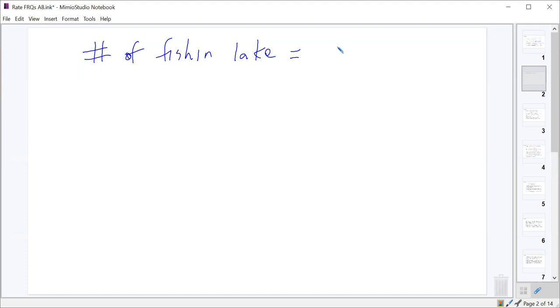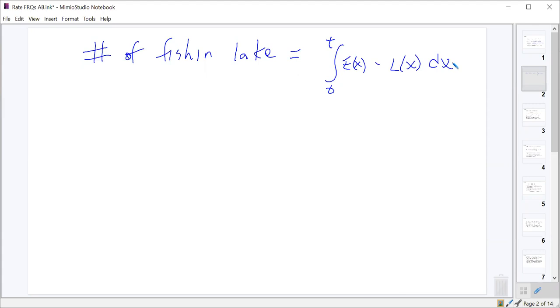Not quite. That would be the rate of change of the fish in the lake, because E and L are both rates, right? So the number of fish in the lake is the integral from 0 to t of E minus L.